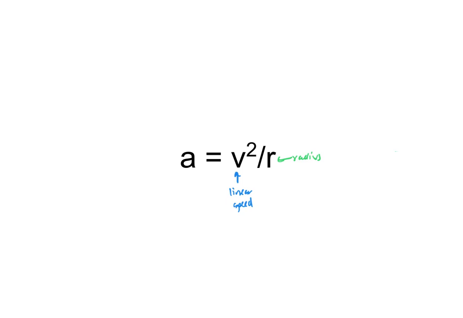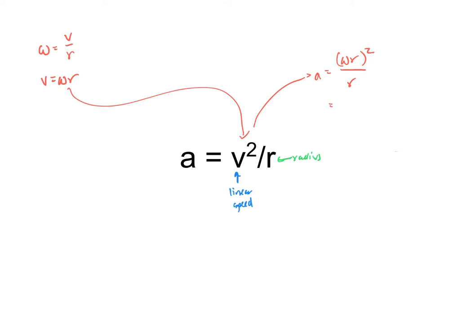However, sometimes you may be asked to use your angular speed to find your acceleration instead. In that case, what we need to remember is that my angular speed omega is equal to v over r. Therefore, my linear speed is equal to omega times r. If I plug that into this equation, I get that my acceleration is equal to v squared over r, or (omega r) squared over r. If I distribute that exponent, I get omega squared r squared over r. Thus, my centripetal acceleration, which I usually represent as a sub c, is given by omega squared r.